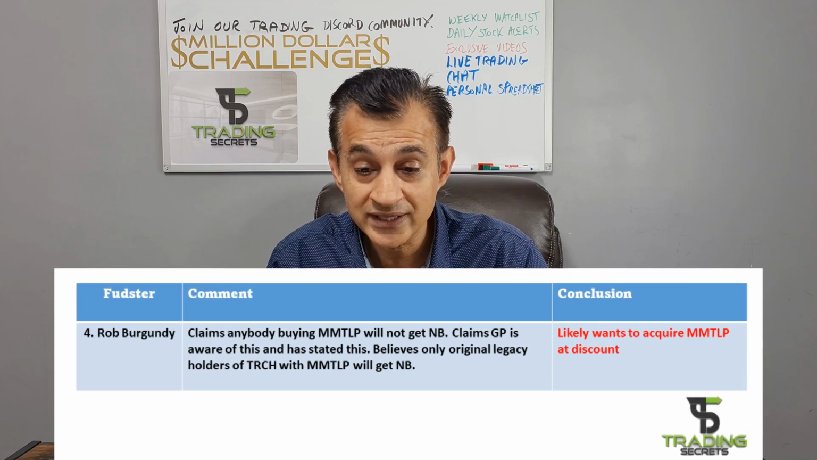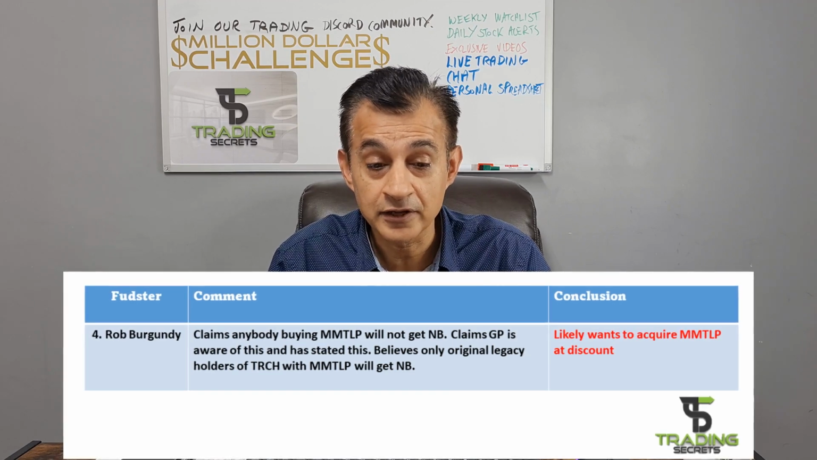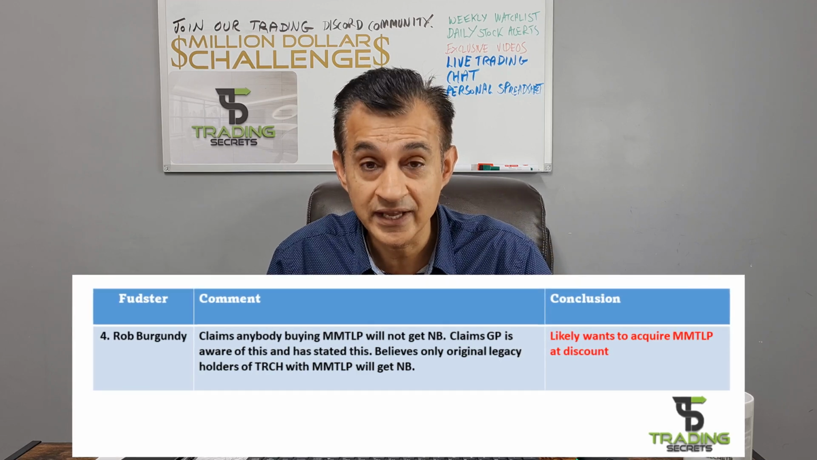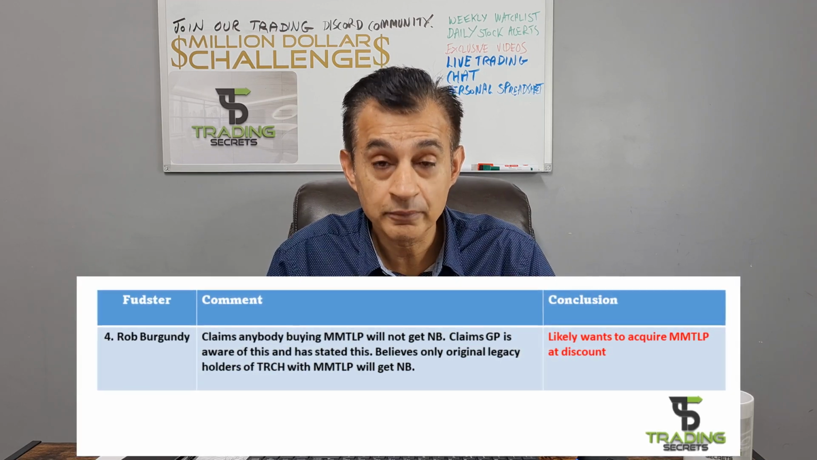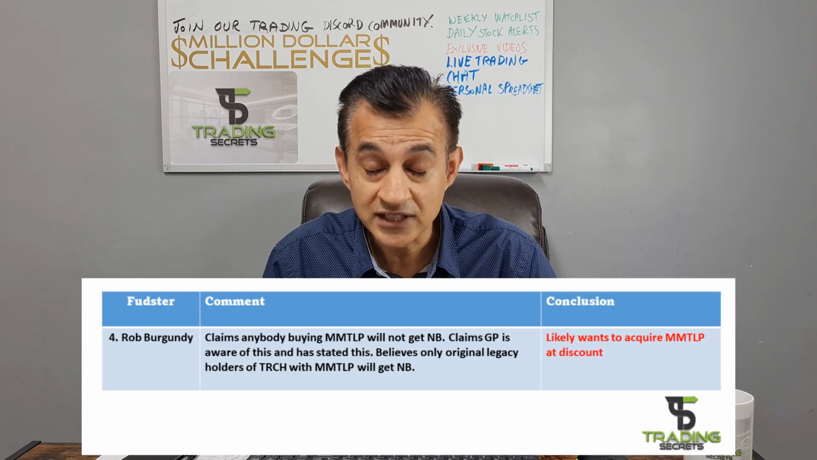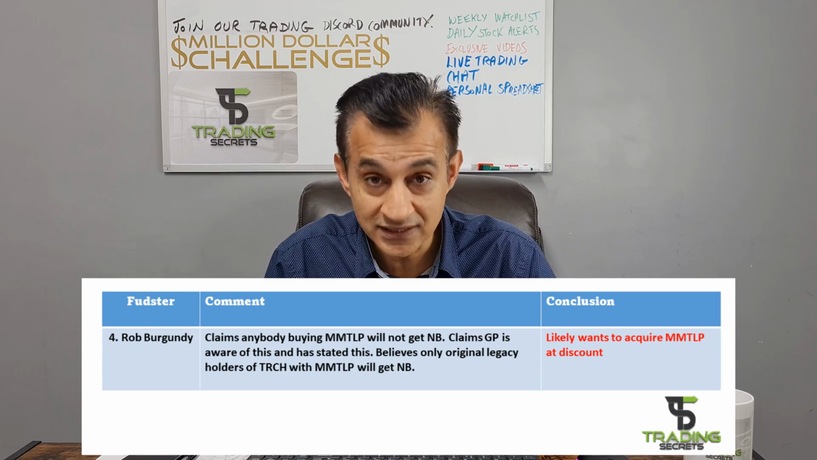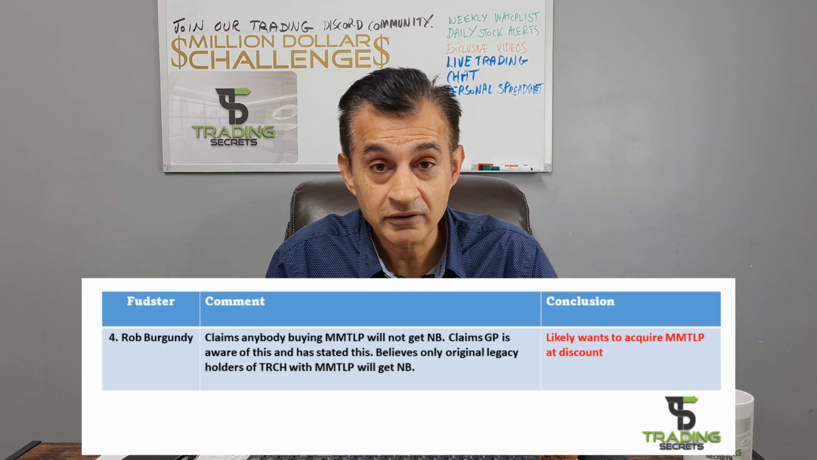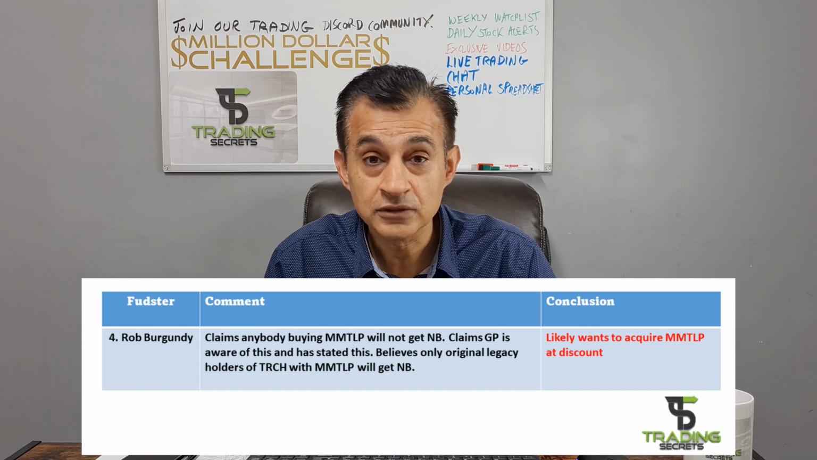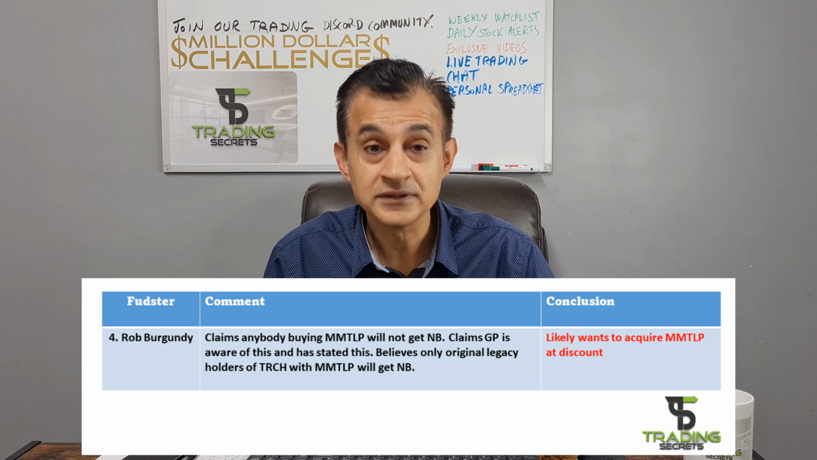So what is the reason why he's saying that, and why is he so adamant with regard to this particular argument? He's not bearish on MMTLP, he's not bearish on Nextbridge, but what he is doing is providing a little bit of doubt, a little bit of fear, and one potential conclusion a skeptic might say is likely because he may want to acquire MMTLP at a discount. Obviously we know it's trading around $1.50, $1.60, so that could be the reason in terms of Rob's intentions. Otherwise, why would Rob say the things he's saying?